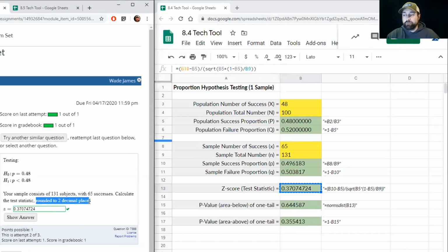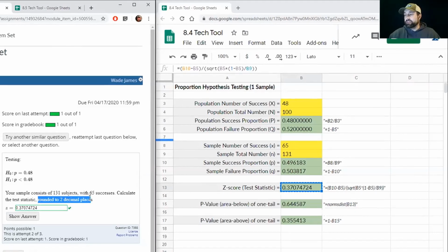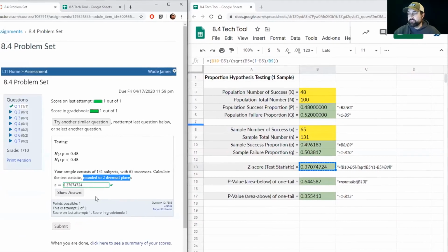I probably should have rounded it to 2 decimal places because sometimes, as you know, if you don't do the rounding, it will mark it wrong. But in this case, we got away with it, so I guess that's all right.